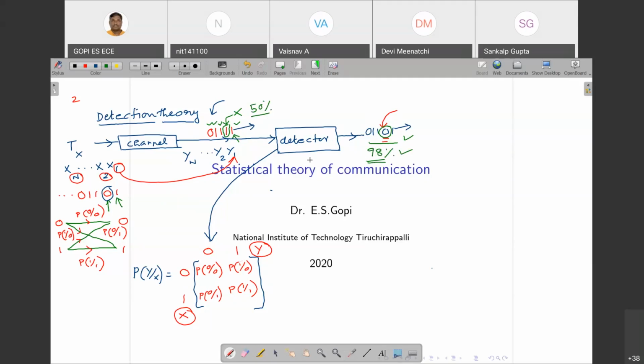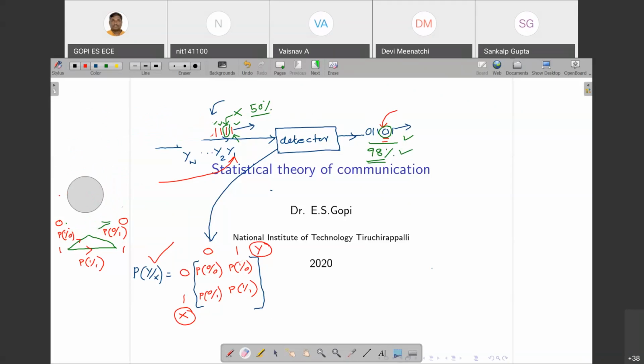Now let me put the problem statement like this. You are given this channel matrix. That is the problem. You are given a channel matrix, and you have to design the detector. That is the problem. So what is it that you are going to do in this case? That is what we are going to discuss today. So let me start that.